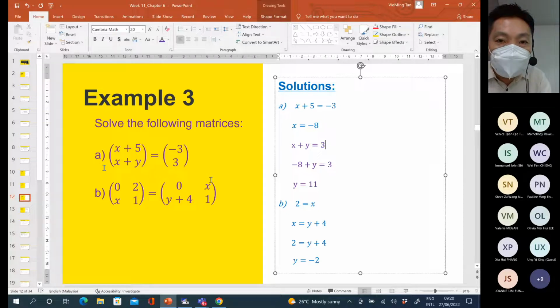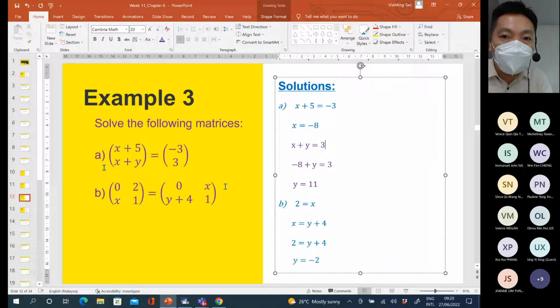Better solve this one first, right? Better solve this x, because this one has x and y. For the location of row number 2, column number 1, it's more complicated because it involves x and y. So it's better to solve this one first, the problem for the location of row number 1 and column number 2.